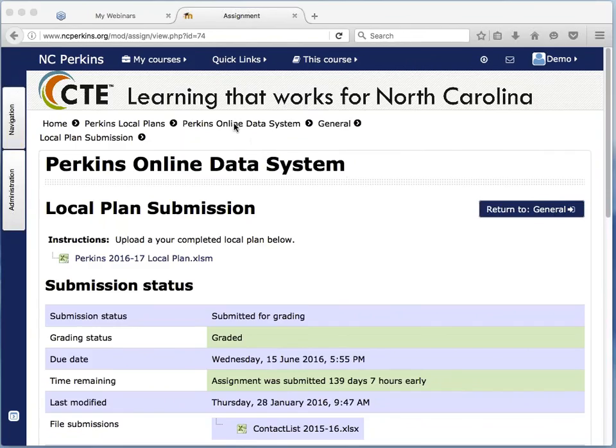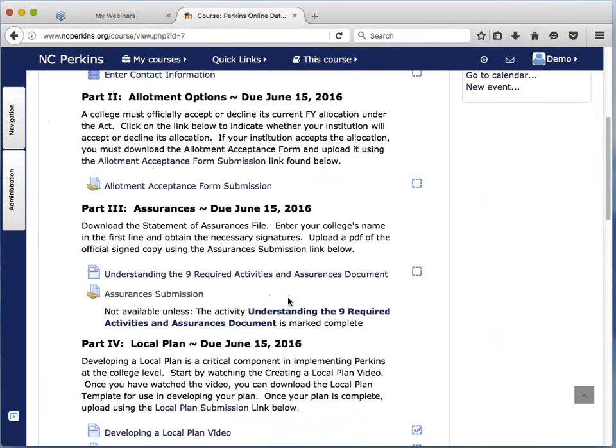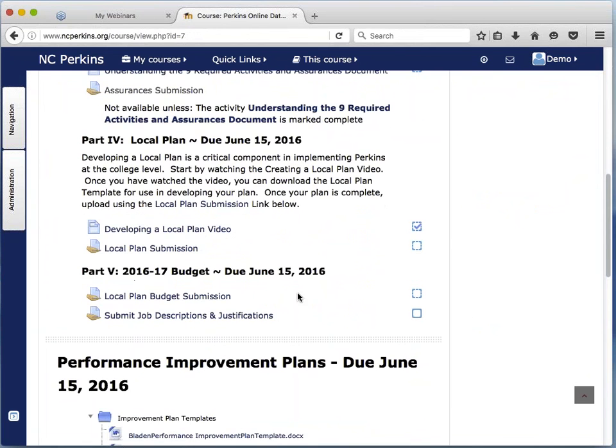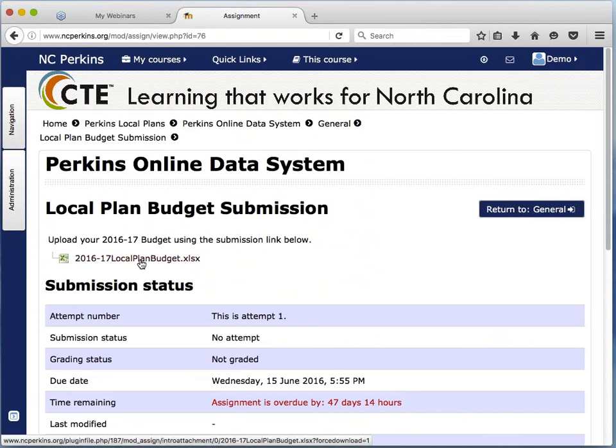So the next part of your local plan and budget is the actual budget documentation. And so if you scroll down here, you'll see that we have the local plan submission. So if you click on that, you can download the template here.